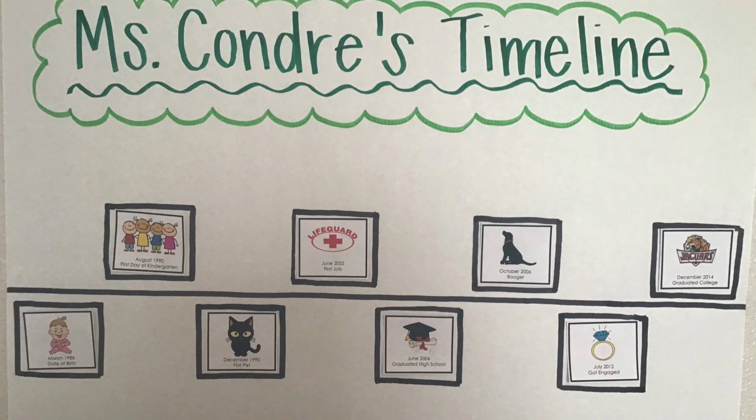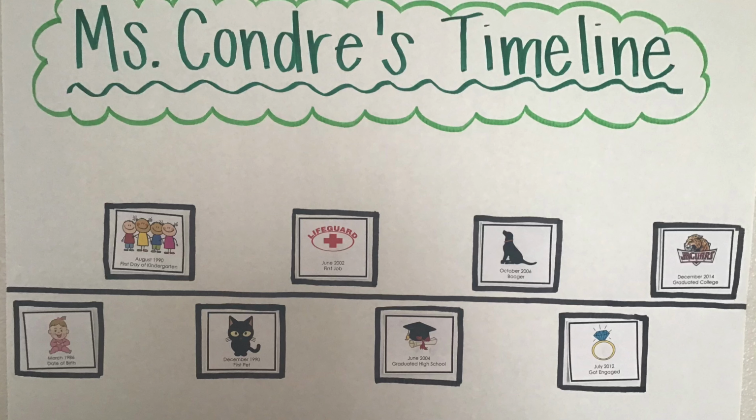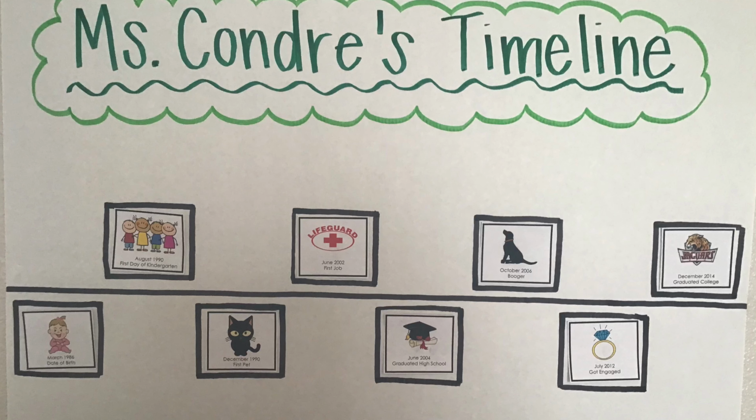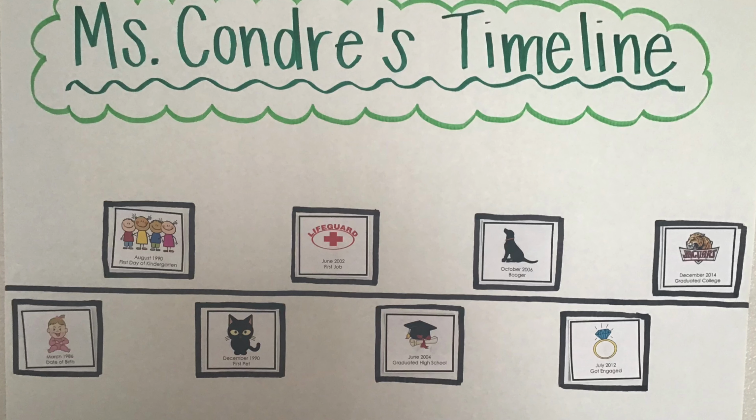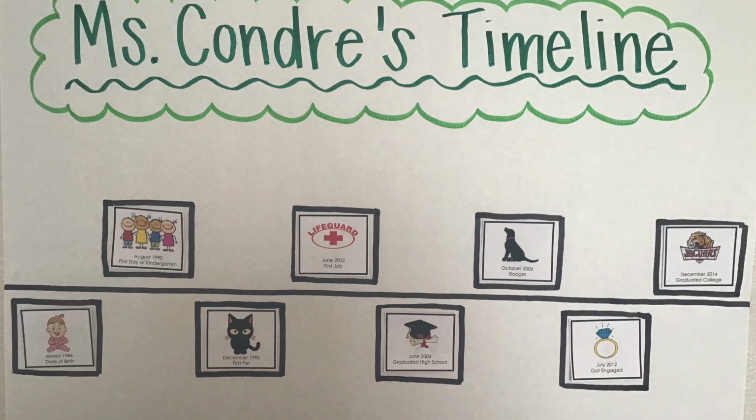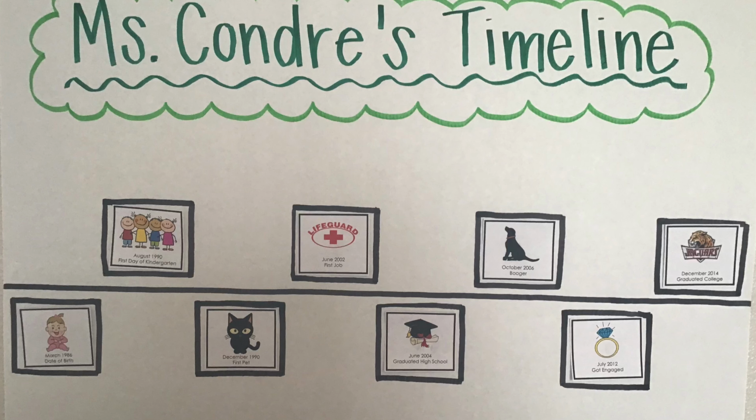Now my timeline is complete. As you can see, it starts with the earliest event and ends with the latest event. The first event on my timeline is the day I was born. I was born in 1986. The second event is my first day of kindergarten. That was 1990. I also got my first pet in 1990.